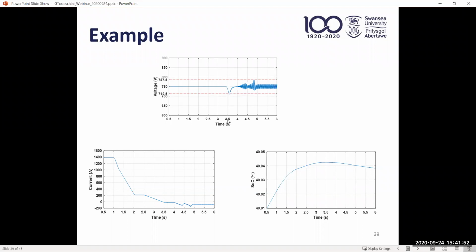However, this is really an assumption translated from the AC grid standards. They're not really specific to DC standards. This other graph shows the current from the battery. So you see at 4, it becomes negative. And this shows the battery state of charge.